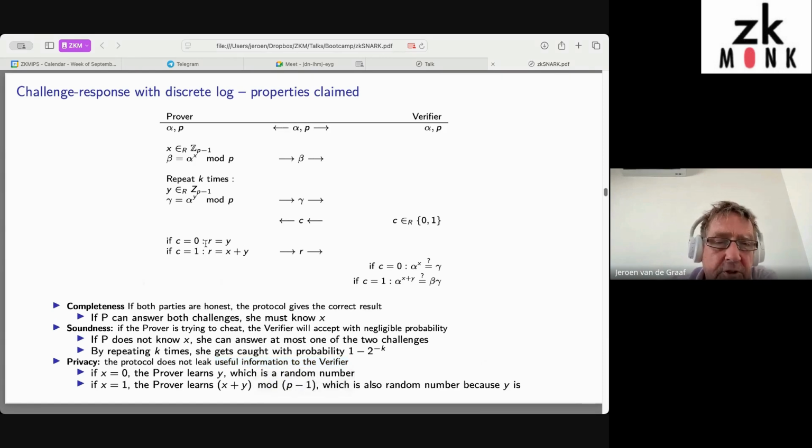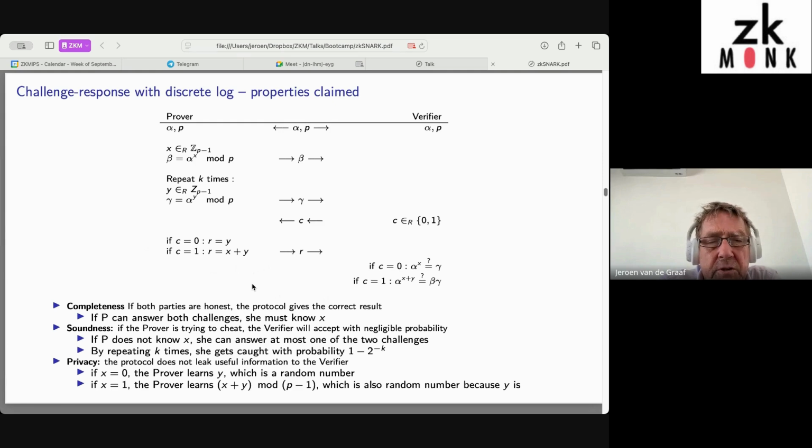Well, in the first case, if the challenge bit is 0, then what the prover sends to the verifier is R, and R is Y, and Y is just a random number modulo P minus 1. The verifier could have produced that itself, so there's no information in that. And the same is all true in the case that the challenge is 1. In that case, it's the secret, but the secret is randomized with the random value Y. And also this is no useful information to the verifier.